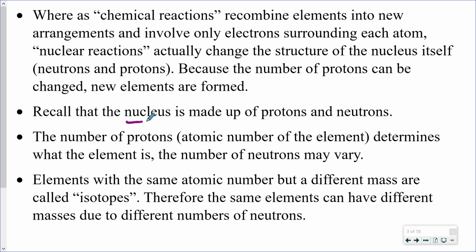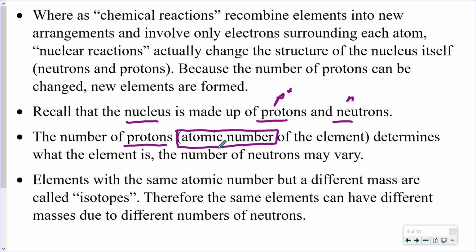The nucleus, remember, is where we find the protons and the neutrons. Protons have a positive charge. Neutrons have no charge. Electrons are what we find around the outside. It is the number of protons that determines what the element is. So on the periodic table, atomic number 1 is hydrogen. If it doesn't have an atomic number of 1, it's no longer hydrogen.